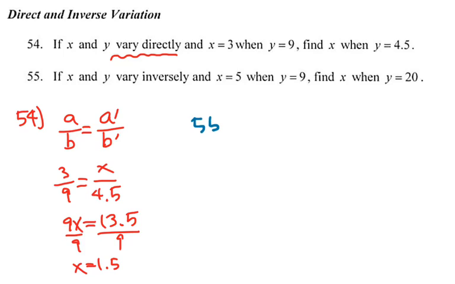How about number 55? When two quantities vary inversely, then instead of setting the two conditions as fractions, we have to set them as a product.